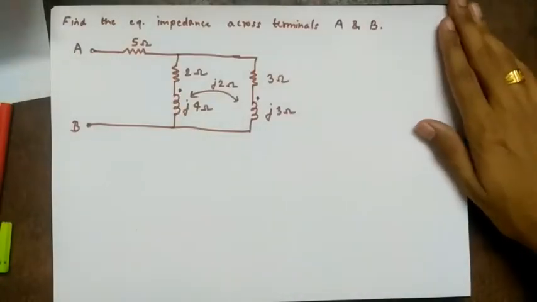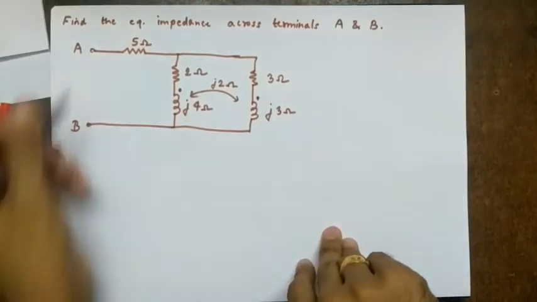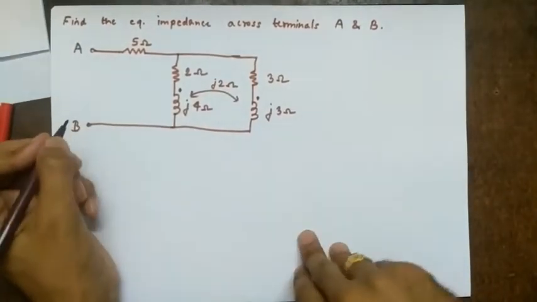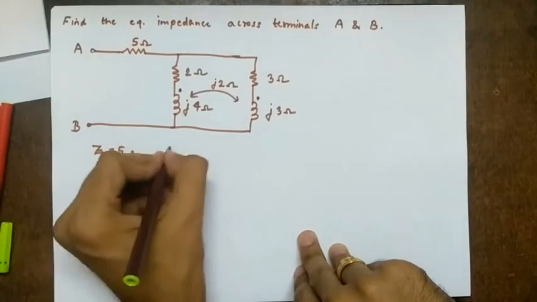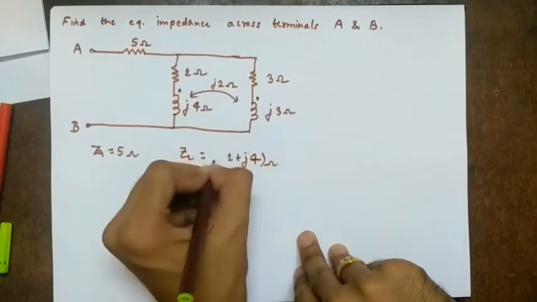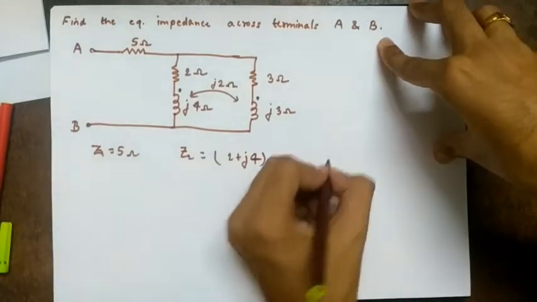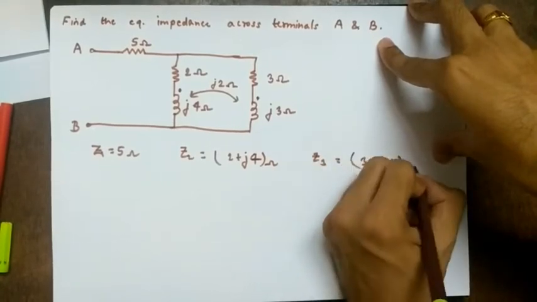Let's take one more sum. Find the equivalent impedance across the terminals A and B. What is the difference here? You have the inductors, but apart from that you have resistances also, and we have to find the equivalent impedance. So let's write the impedances first. Z1 is 5 ohms, Z2 is 2 plus J4 ohms. I am writing left to right, but you should always follow a top to bottom approach in the exam. Remember that. Z3 is 3 plus J3 ohms.